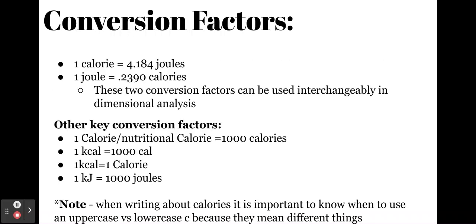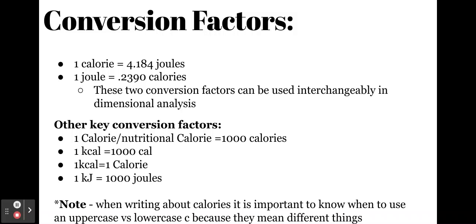Now, the most important conversion factors for this section in these problems is knowing that 1 calorie is equal to 4.184 joules, and 1 joule is equal to 0.2390 calories. Now, these two conversion factors are pretty much the same. They're essentially the same thing, and they can be used interchangeably in your problems. It doesn't matter if you use 1 calorie equals 4.184 joules or 1 joule equals 0.2390 calories, as long as you know what part of the conversion factor should go in the top versus the bottom in order to get the units to cancel out.